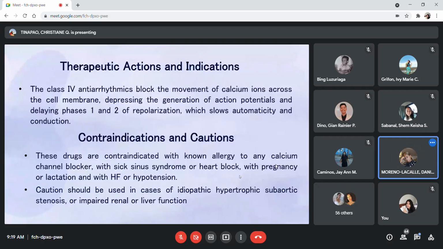These drugs are contraindicated with known allergy to any calcium channel blocker. And then caution should be used in cases of idiopathic hypertrophic subaortic stenosis. Paano siya? Kanang mo ni siya ang wherein a case na ang left ventricle is hypertrophied or there is an increased size sa both sides, and then the cavity is really small. So there will be possible aggravation of the outflow tract obstruction. Okay, next slide, please.